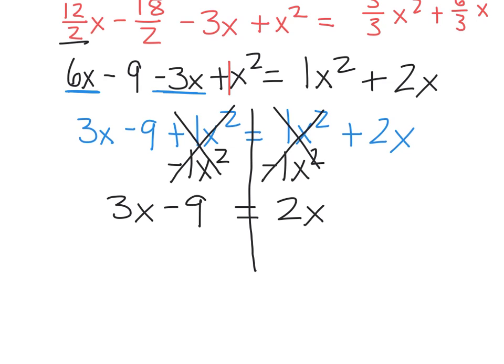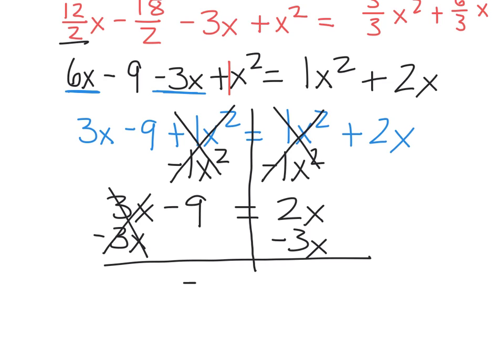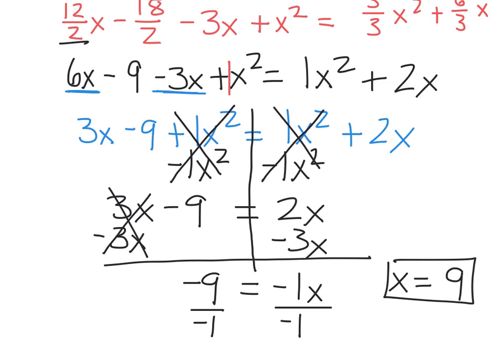I'm going to go ahead and get the variables on one side, so I'm going to subtract 3x. That's 0, so I can cancel it out. Subtract 3x. I now have negative 9 equals negative 1x. Go ahead and divide by negative 1. Divide by negative 1. And I get x equals positive 9. These negative 1s will cancel. Negative 9 divided by negative 1 is a positive 9.